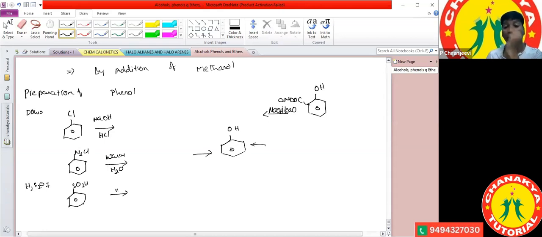Okay, and what is another one? From cumin also we can prepare phenol. What is meant by cumin here? Isopropyl benzene. So from cumin also we can prepare phenol. Now we got the clarity here. Is there any other method? No? So all these are the different methods we are using in the preparation of phenol.